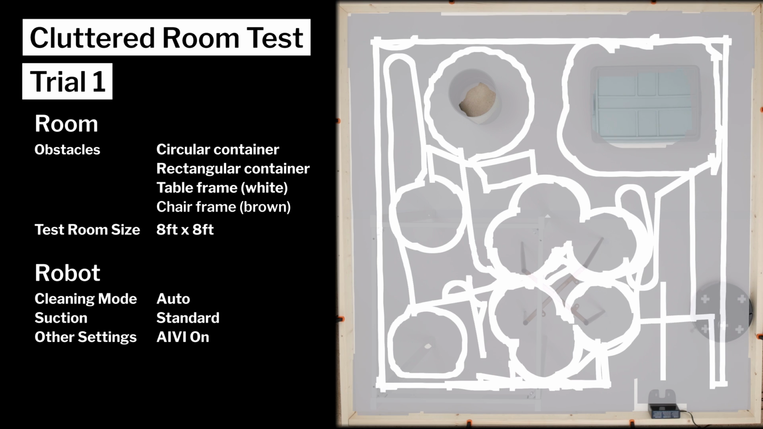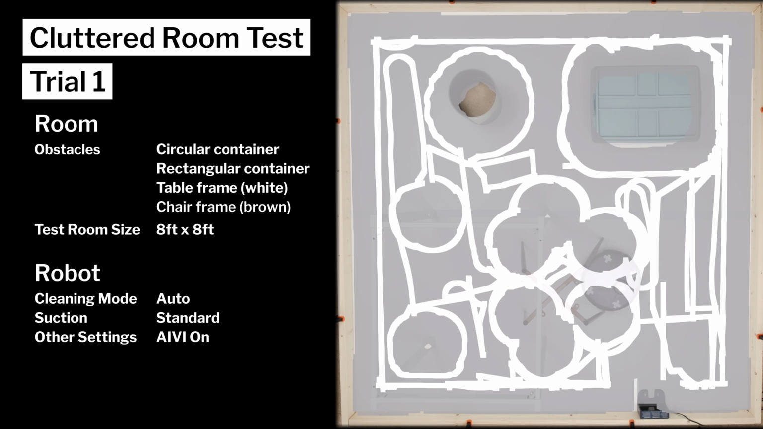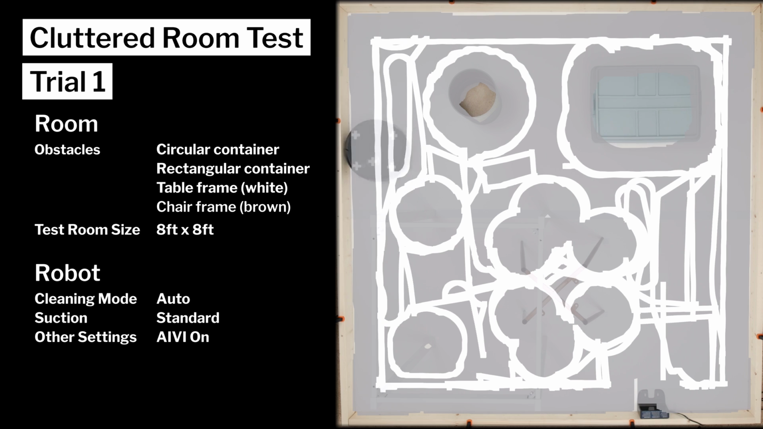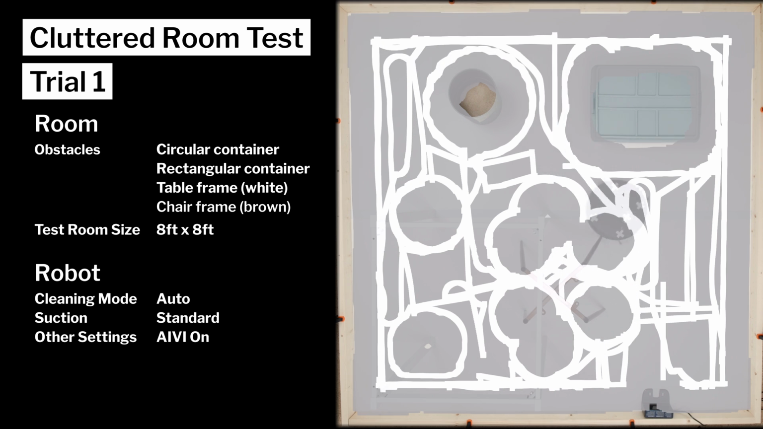We again see some strange behavior though. Near the end of the cleaning cycle, the T8 pushes against the charging dock from two different directions. Now, this is a very cluttered environment without a lot of space between obstacles or obstacles and the charging dock, and this is only the first trial.